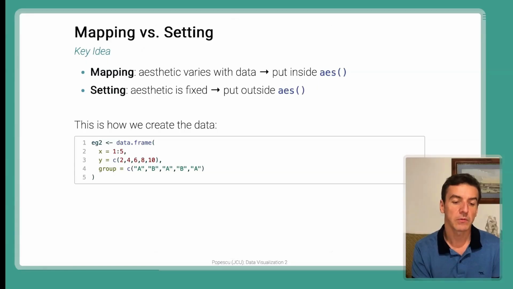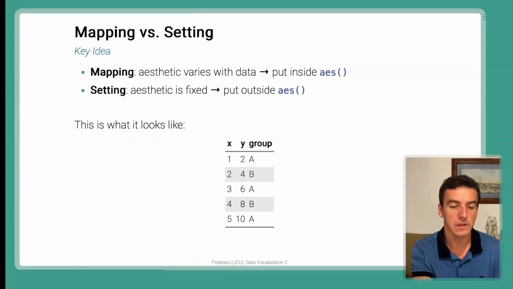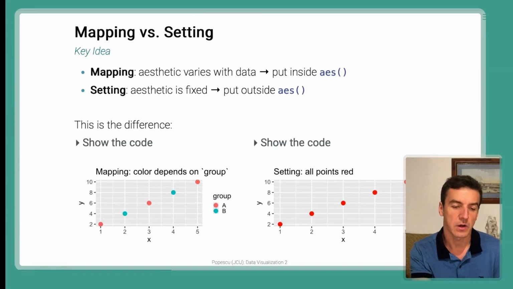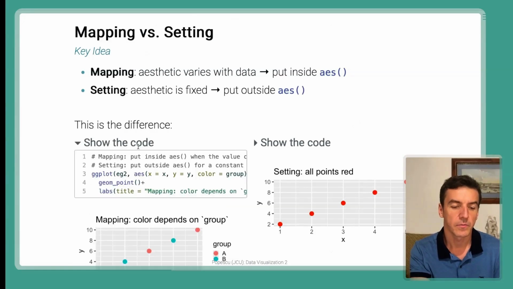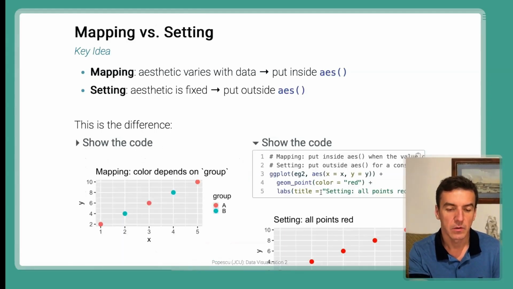So imagine that we have this type of data, EG2, where X has values from 1 to 5, and then Y has values from 2 to 10. And then we have all these different groups, A, B, A, B, A. This is what our data looks like. And then this is the difference, for example. So this is where mapping is put inside the aesthetic. Notice how we put group inside of color. And this is when we put color outside of the aesthetic, right?